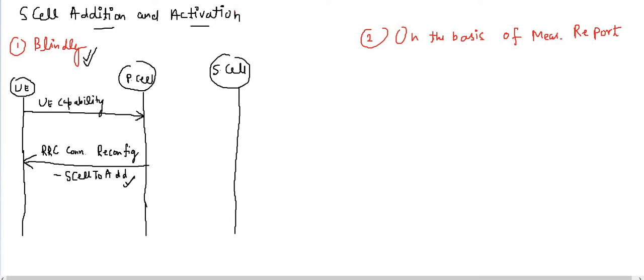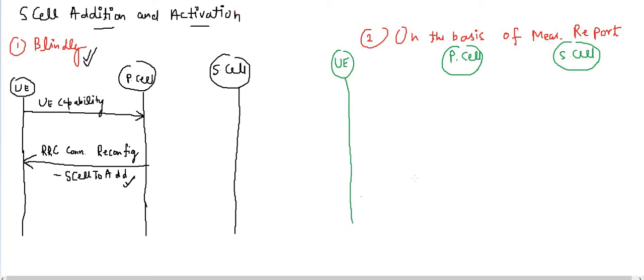Now we'll look at how the SCell is added on the basis of a measurement report. Let me draw a figure again. This is our UE, this is our primary cell, and this is our secondary cell. Let me draw the vertical lines again. It depends on the vendor, meaning how it has applied carrier aggregation. On the basis of that, your SCell is either added blindly or on the basis of a measurement report.